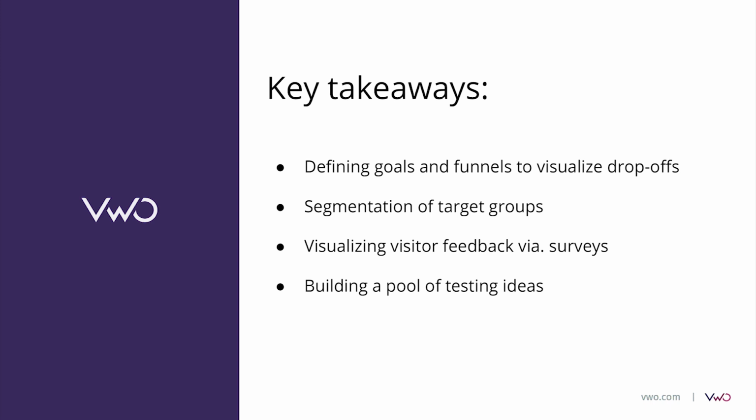By building a pool of testing ideas, you maybe come up with multiple observations, you bind them together, you use it as a set to convince your stakeholders that this is the amount of data you have around a testing idea, get their buy-in, and start running experiments. Anything you would want to add?